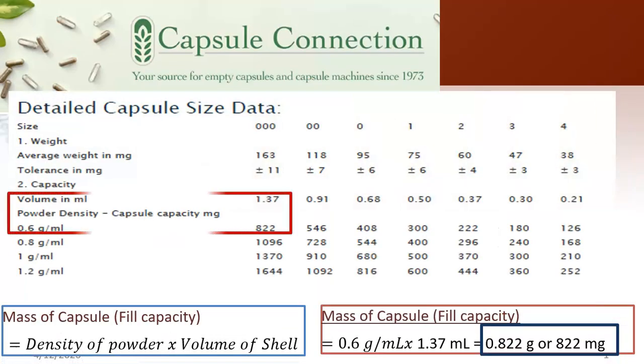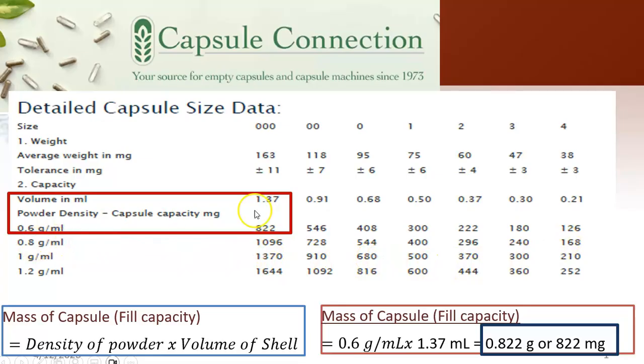Let's look at this. This is a refresher from video number 1. Capsule Connection has on their website the different capsule size data available for you. And I've extracted here that there's a powder at 0.6 gram per mil density. The volume of the 000 shell is 1.37 mil. And so when you make the capacity the subject of the formula, you'll find out that 822 milligram, which is what they have right here. And that's how they get all these figures right here in this table.